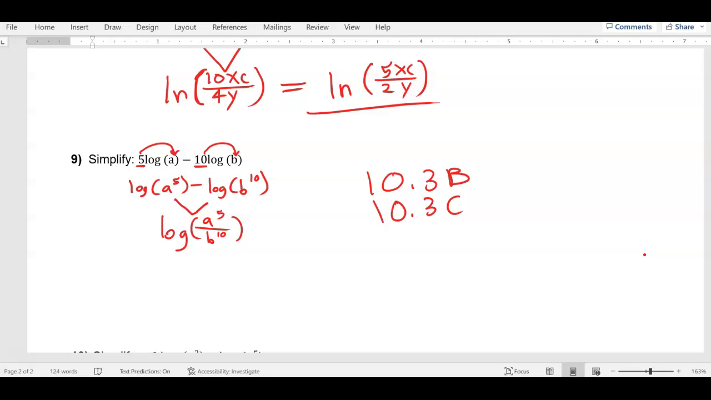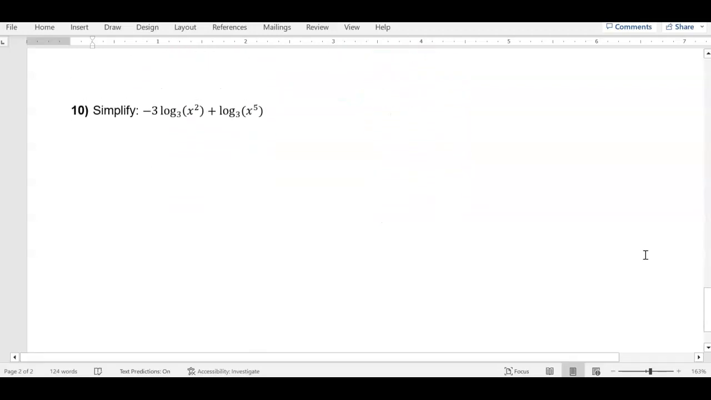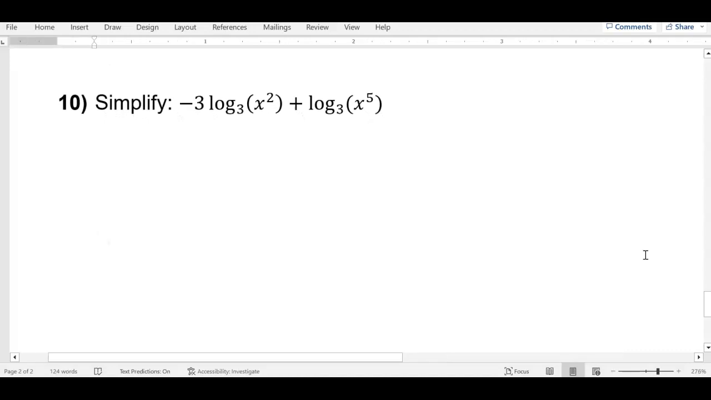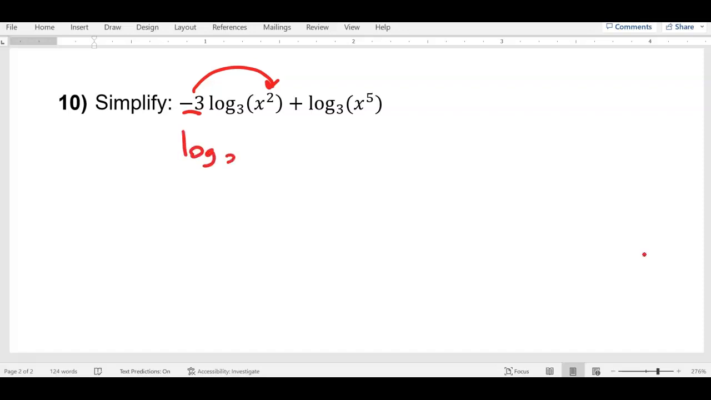Cool. All right, last one. Same idea. All right. Now, there's something out front. There's not something out front. So all we're going to do is make sure that this goes to this power. So log base 3.